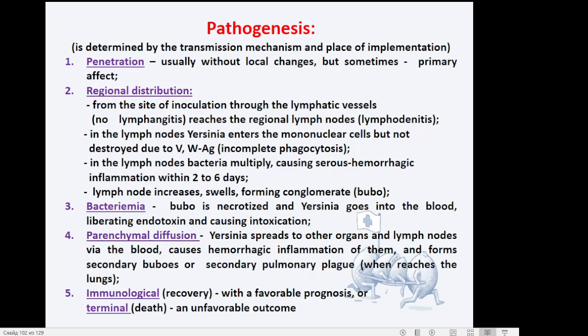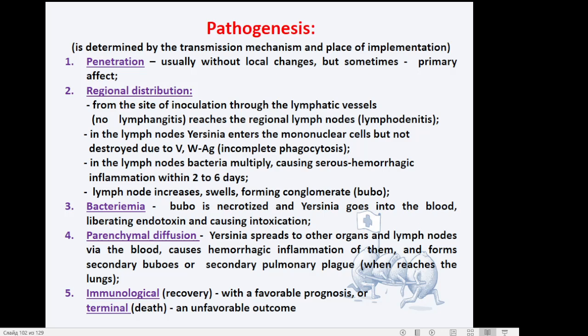Lymph nodes increase in size, swell, form and conglomerate. This conglomerate of lymphatic nodes is named a bubo. If the lymphatic nodes can't stop it, there will be bacteremia. The bubo is necrotized and Yersinia go to the bloodstream, liberate endotoxin and produce more severe intoxication.